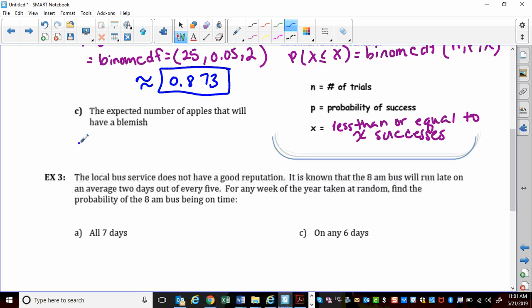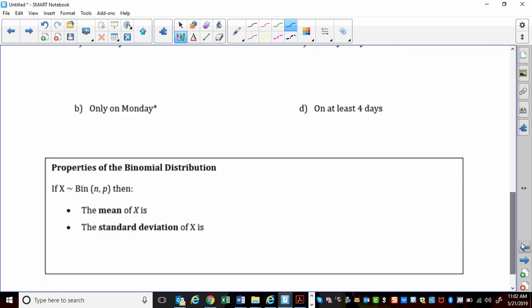My expected value, remember, is the number of trials, which is 25, times my probability of a blemish, which is 0.05, about 1.25. So 1.25 in every 25 apples should have a blemish. All right, I want you guys to try this one.